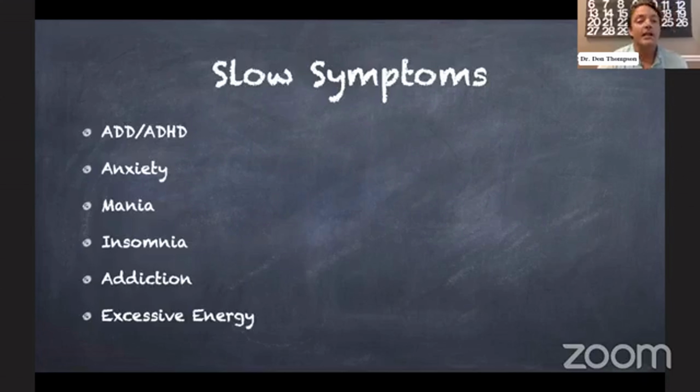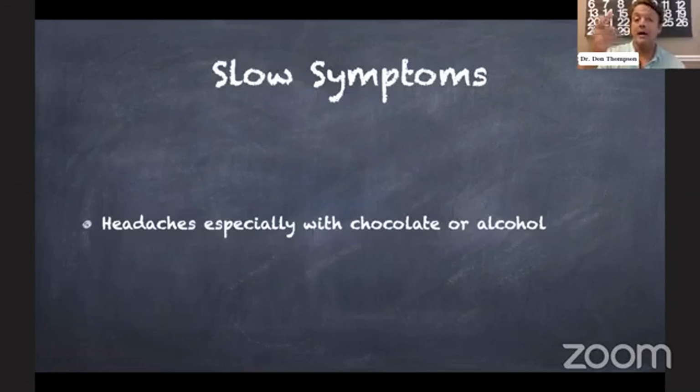Slow: ADD, ADHD, anxiety, mania, insomnia, addiction, excessive energy. So again, slow enzyme, more transmitter than necessary, and we've got that excitatory, okay? And headaches with chocolate or alcohol. So if it's slow, you've got more transmitter, right? So say you've got that dopamine there and you try to push it with the chocolate, it gives you a headache.